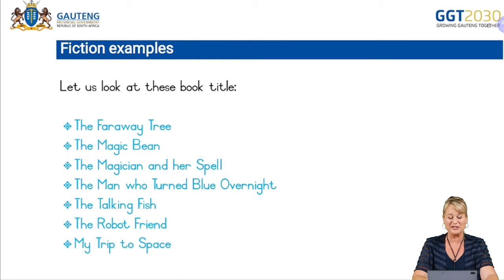The Talking Fish. How about The Robot Friend? A robot that talks and walks and is your friend. That would be quite fun, but that's definitely a made-up story. And then what about My Trip to Space? That's not something that is likely to happen in our lifetime. So it's something fun, like an adventure that we can go on into space. Another fiction example.